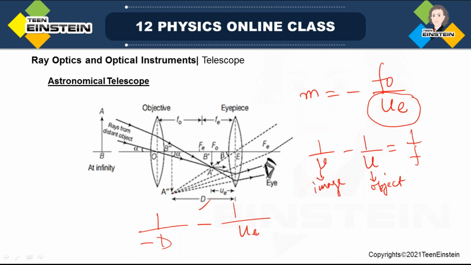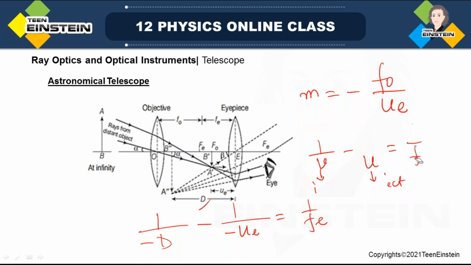ue also you have to take as minus, because of the sign convention. And we are writing this equation, the lens equation, for the eyepiece. So now this is minus u, and the focal length is 1 by fe. So from here we'll be able to get what is ue.